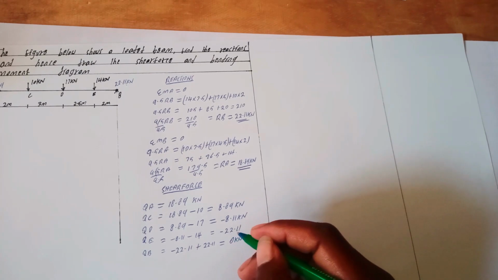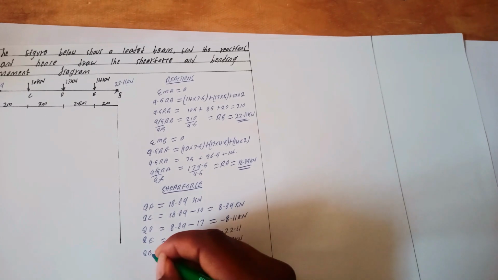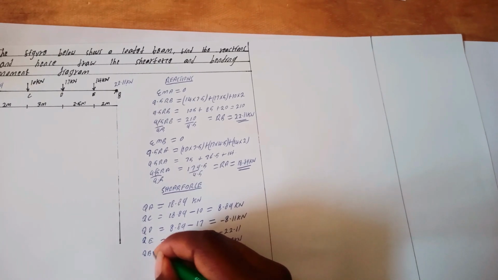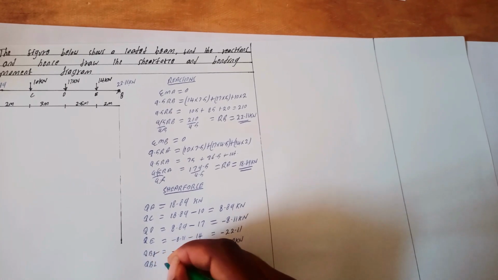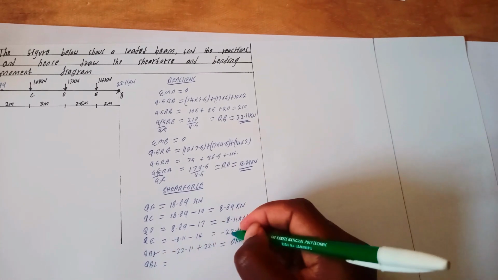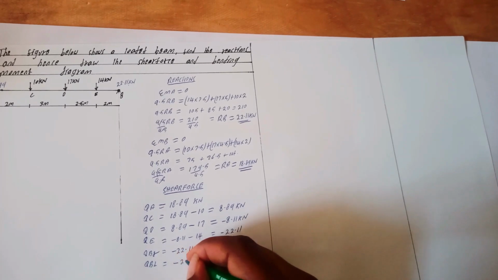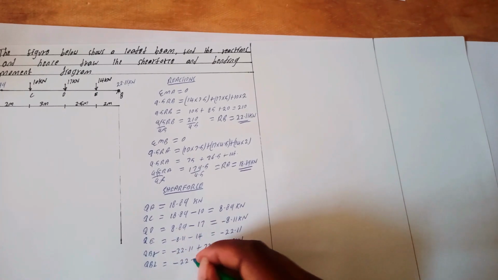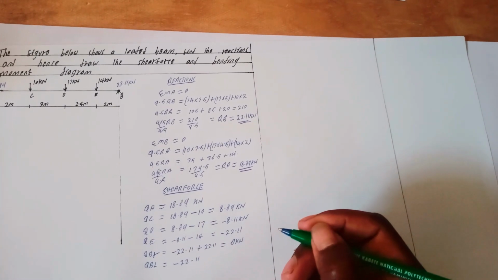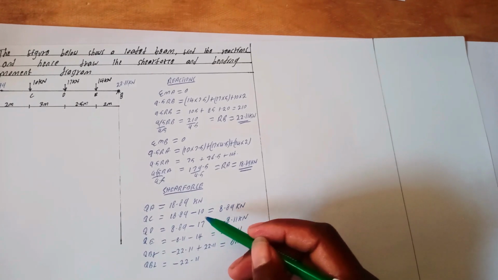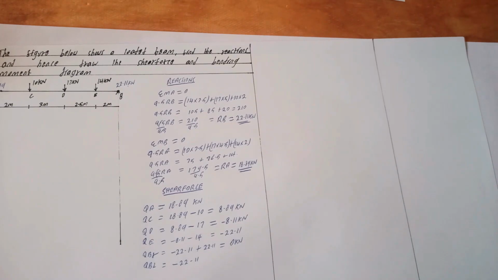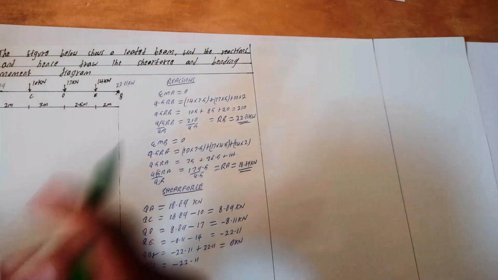Basically, if we call this one B left, if you're looking for Q at B left, it will also be the same as negative 22.11. So for a bending moment, we'll be able to get it now that we have the shear force. But first of all, we draw the shear force diagram.